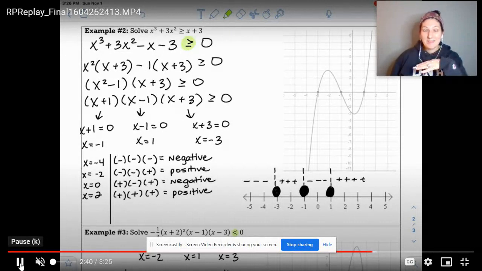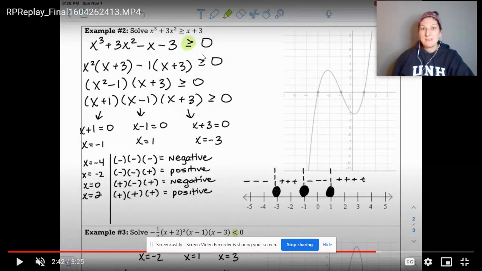When I answer the question, I'm not done yet. I want to answer, where is this function greater than or equal to 0? What does it mean to be greater than or equal to 0? It means that you're positive. So I look back at my sign graph here, and where I had plus signs, that's my solution. That's where I'd want to shade.